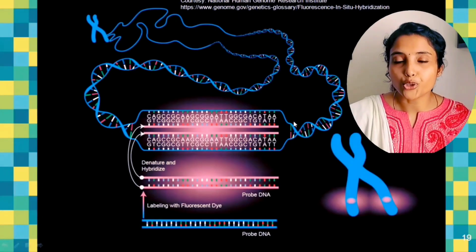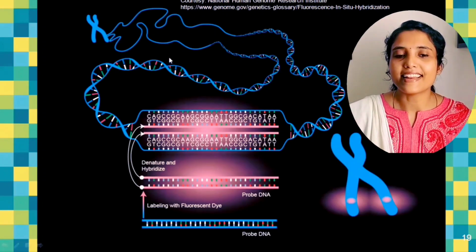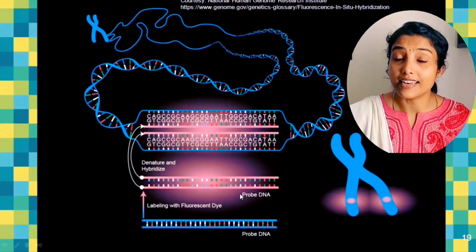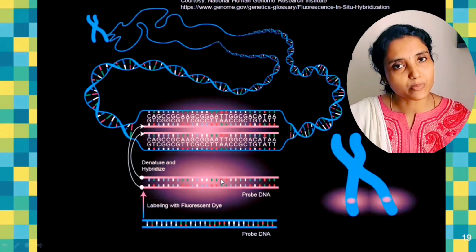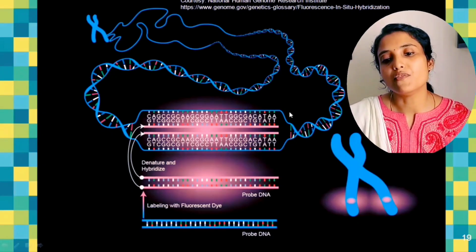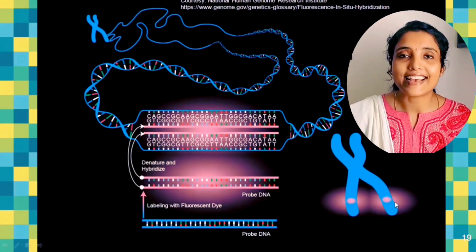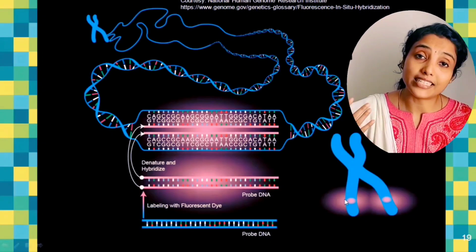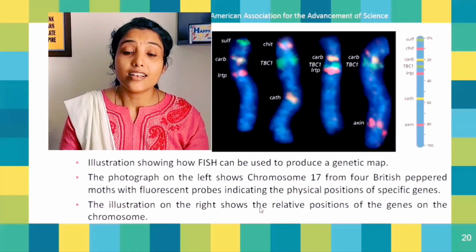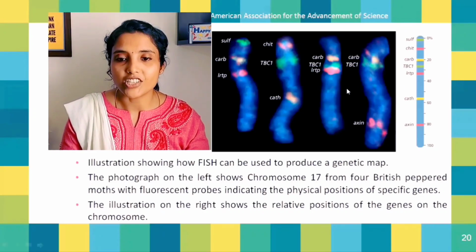Here is a diagram that shows FISH in a nutshell. You have your chromosome, which has been denatured. You have your probe DNA, which has been labeled with a fluorescent dye and has also been denatured. After denaturation, both of them will hybridize, and then you can visualize it under a microscope. Wherever the probe has gone and attached itself, that is where your DNA sequence or your gene of interest is present.